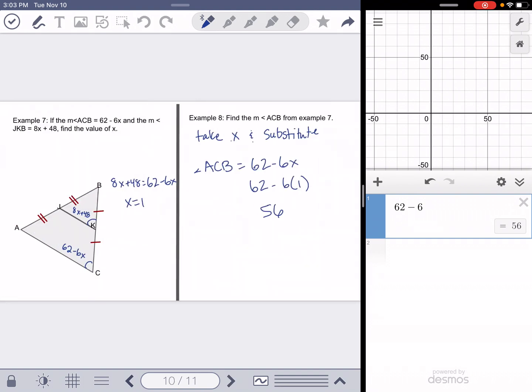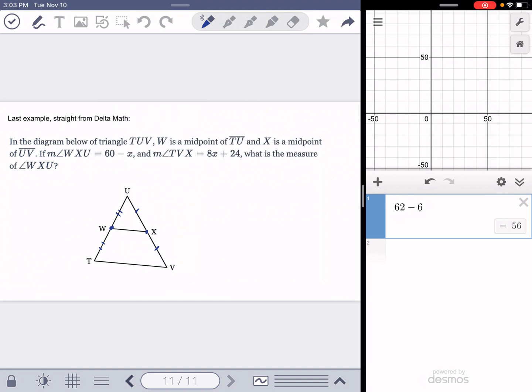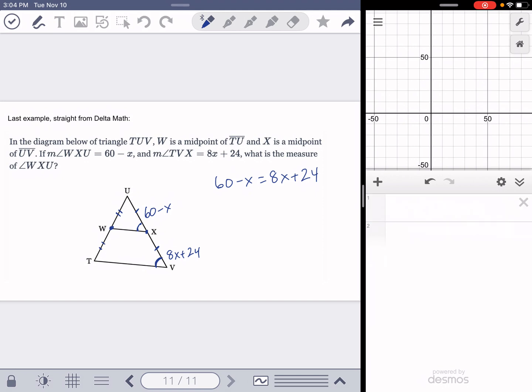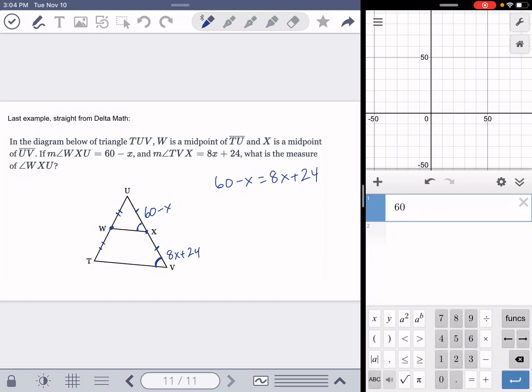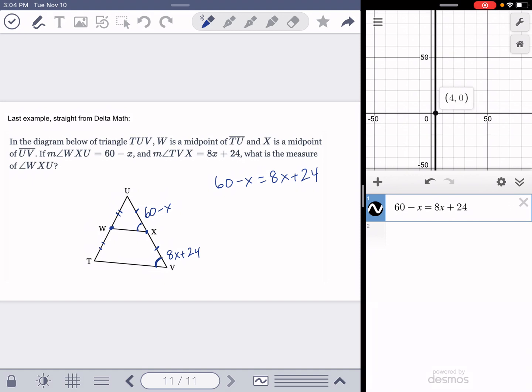WXU, wow, this is really close to that last problem. I had to double check it. WXU, this angle here, is 60 minus x. And TVX, this angle down here, is 8x plus 24. Those are congruent angles. I set them equal to each other. x is 4.